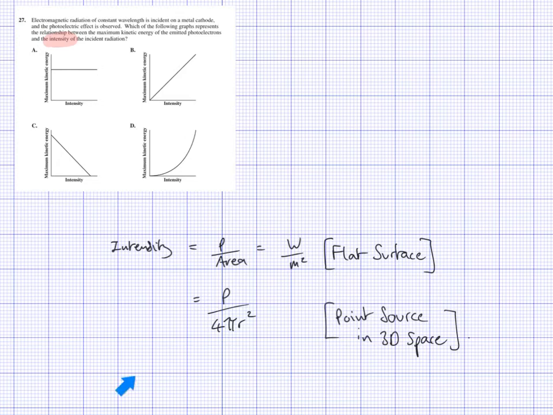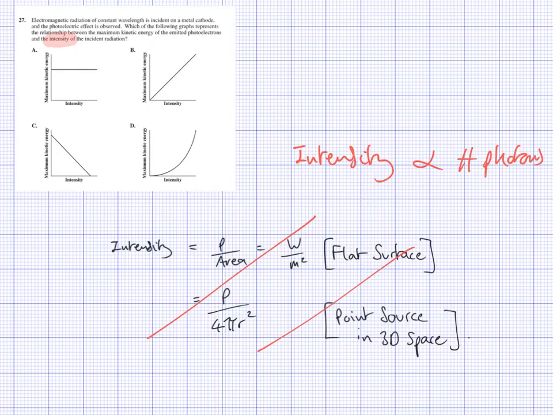If, however, it was a point source in 3D space, which most light sources actually are, then we would be bringing in this inverse square law, and we would have this 4 pi value in there to take account of the three-dimensional space. But either way, we're not going to spend any time on that. For all intents and purposes for Physics 30, we're going to ignore this and just consider intensity to be basically proportional to the number of photons. So it's just a count of the number of photons.